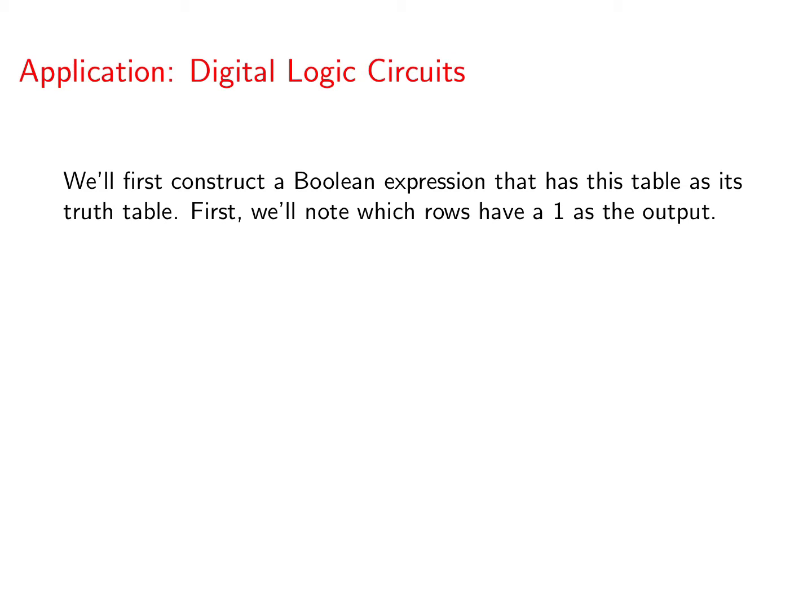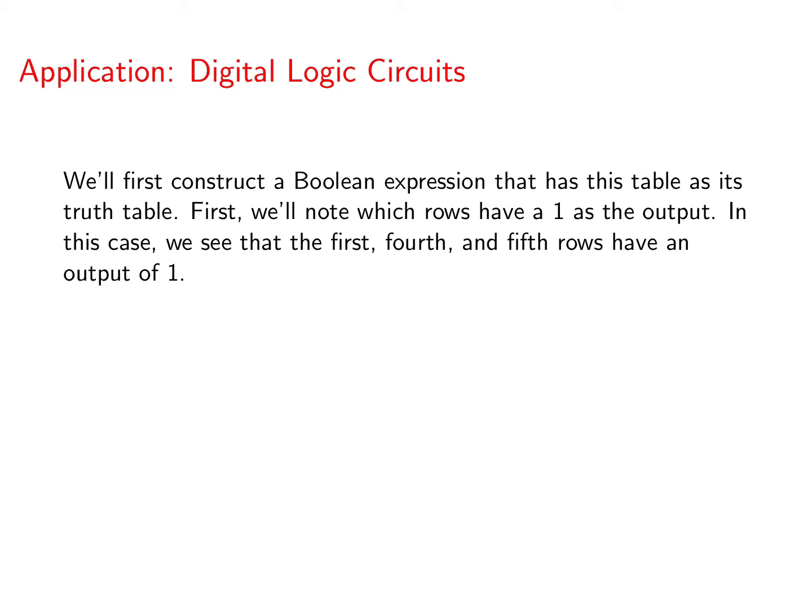First, let's take note of which rows have a 1 as the output. Go back and note that the first, fourth, and fifth rows all have an output of 1. All the other outputs are 0.